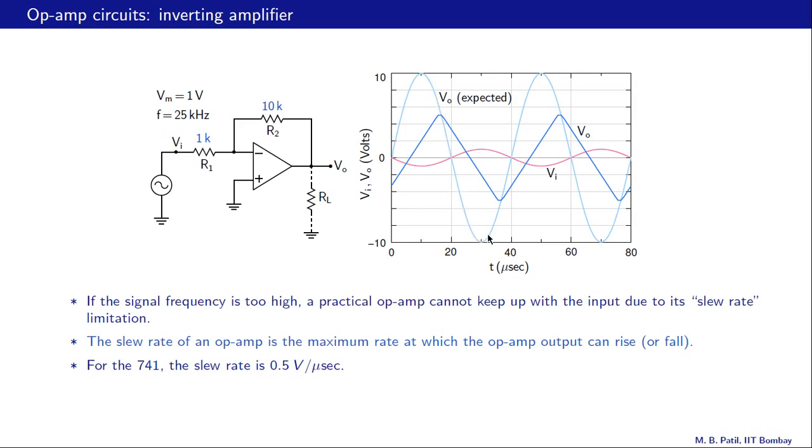But the actual output that we observe, and you will observe this also on an oscilloscope if you connect this circuit in the lab and make measurements, the actual output that we observe is this here. It looks substantially different from what we expect. And this is entirely because of the slew rate limitation of the 741 op amp. Let us calculate this rate here.